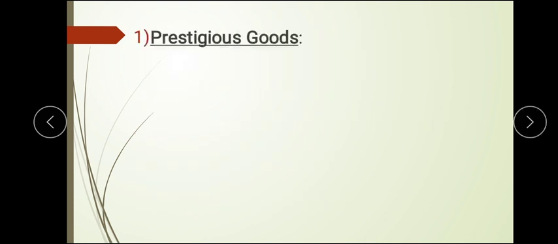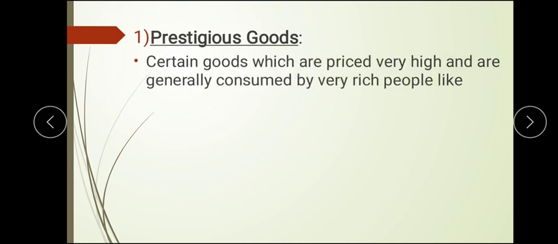First is prestigious goods. As I told you, these are luxurious goods. Certain goods whose prices are very high, that's why I call them luxurious goods, and they are generally consumed by very rich people. So what are those goods? Those goods can be costly jewelry, and expensive cars like Ferrari, Lamborghini, or Rolls Royce.